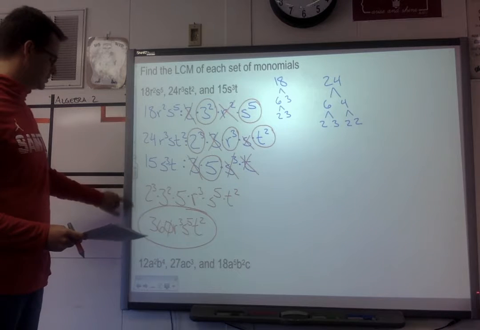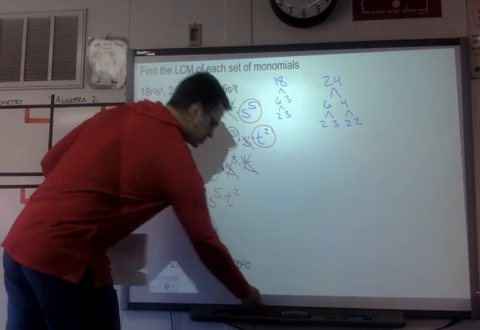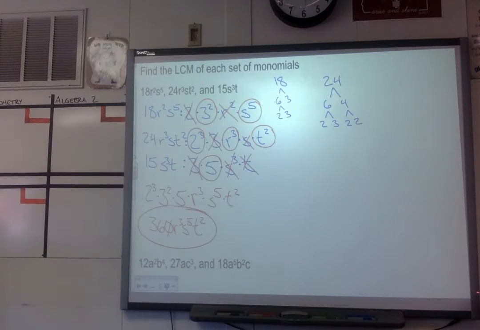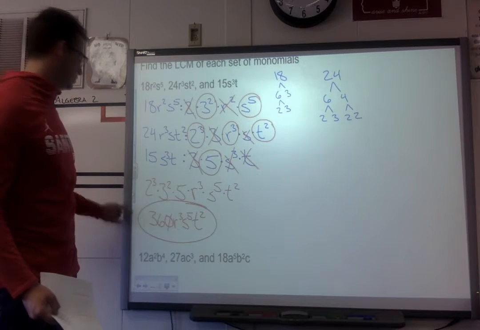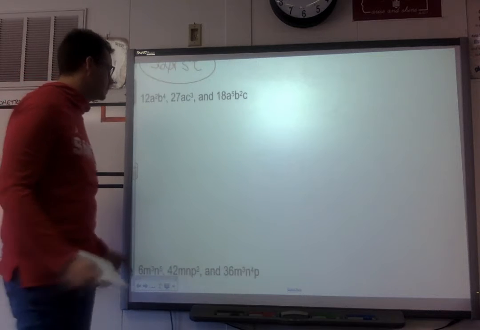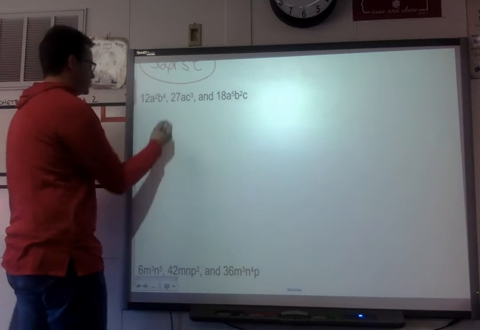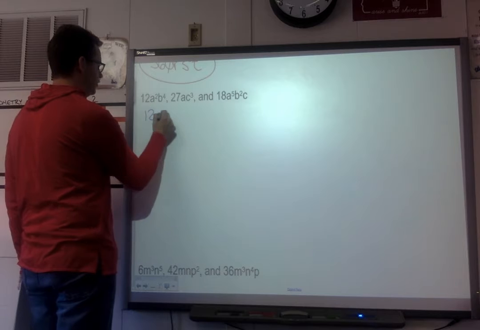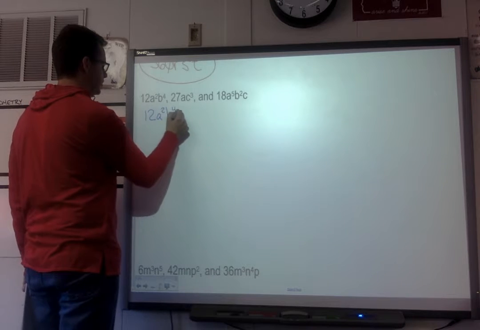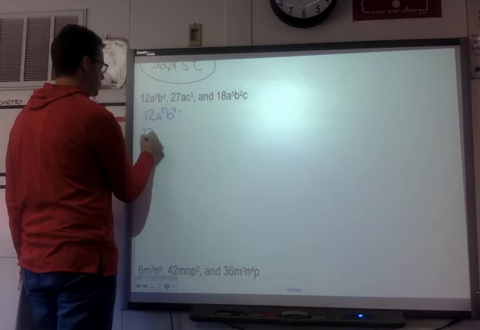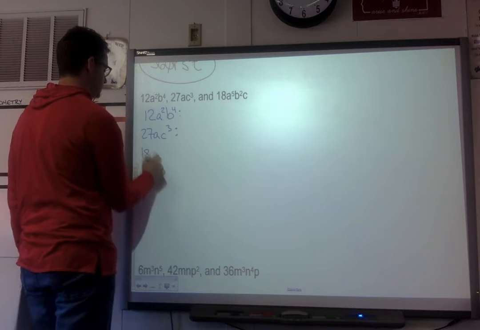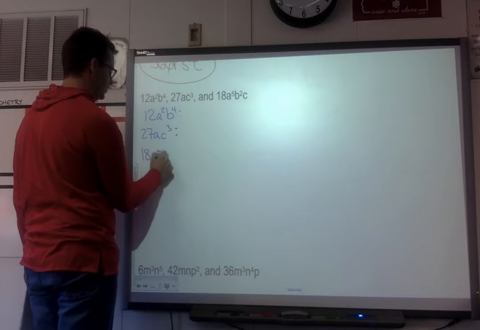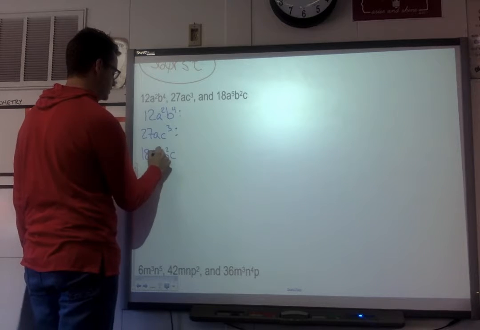Let's do another one of these. I just want to really make sure you guys are getting this, because in order to move on in this lesson, we really have to understand this concept of coming up with the least common multiple. So for the second one, I've got 12a squared b to the fourth, 27ac cubed, and 18a to the fifth b squared c.